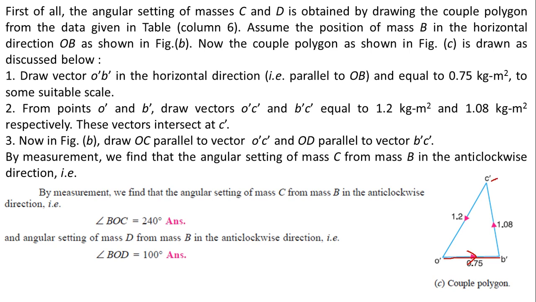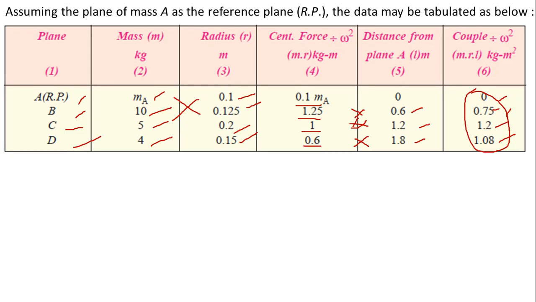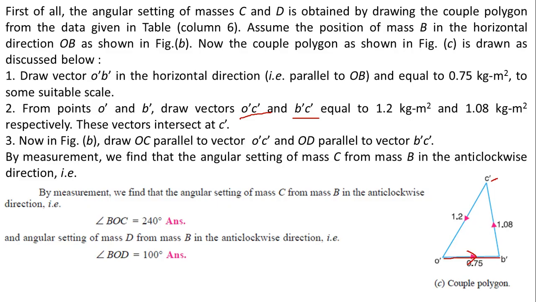Okay, so from the points O dash and B dash, we can draw the vectors O dash C dash and B dash C dash, which are equal to the magnitudes given there. The first one is 1.2, then the remaining is 1.08. So with 1.2 and 1.08, you take the distances in the compass. From O dash you cut an arc of 1.2, and from B dash to C dash you cut an arc of 1.08, and the intersection of those will be at point C dash.